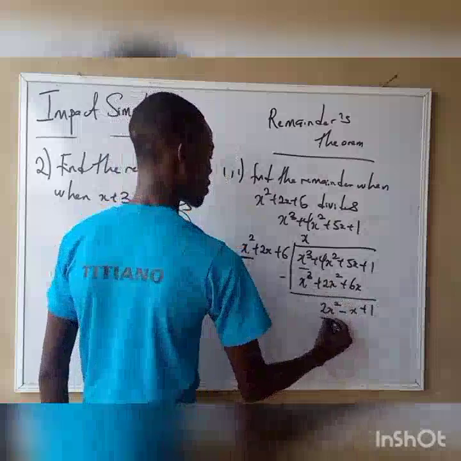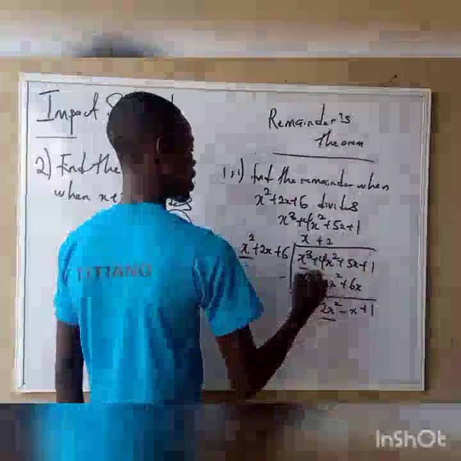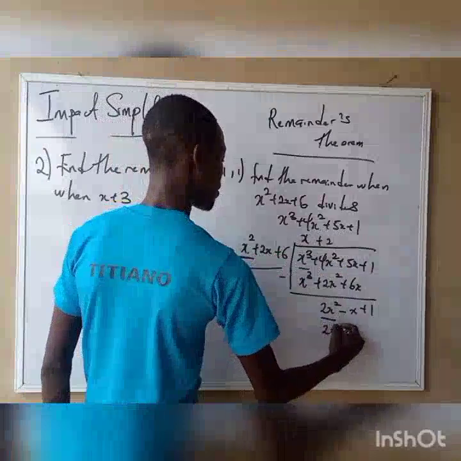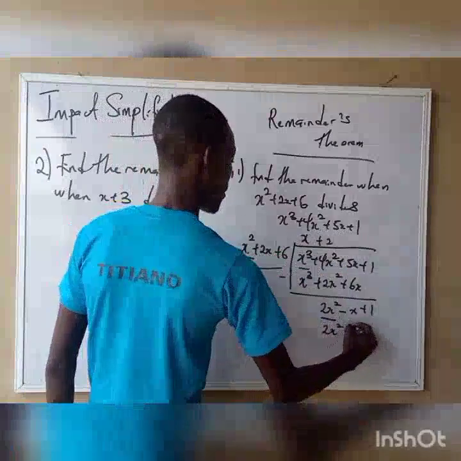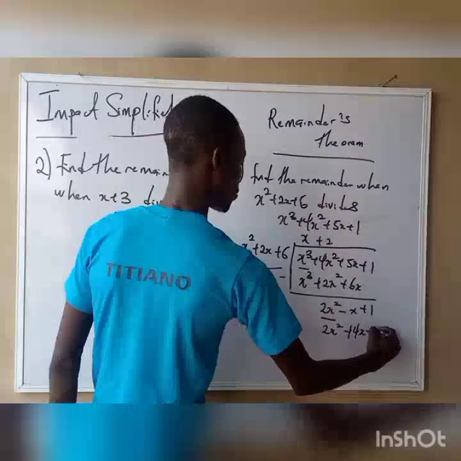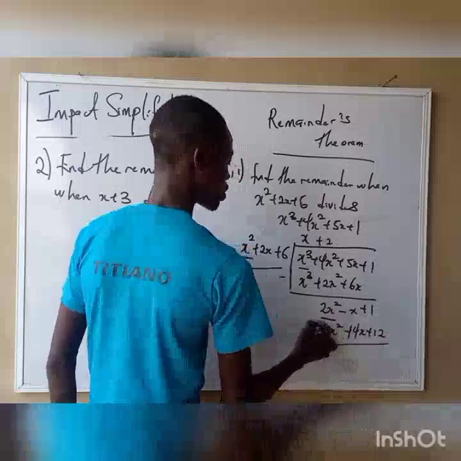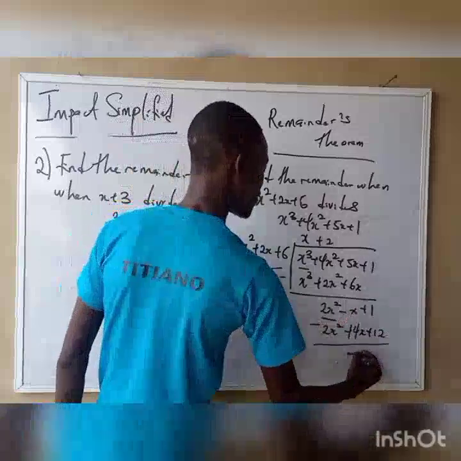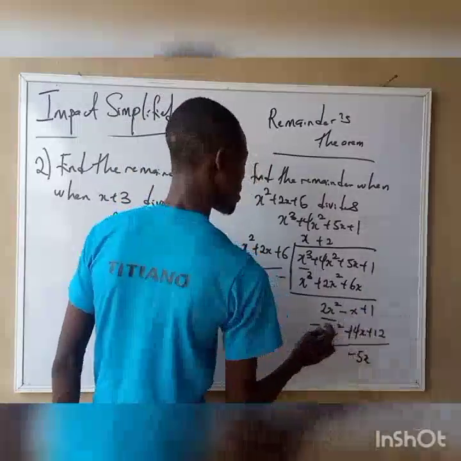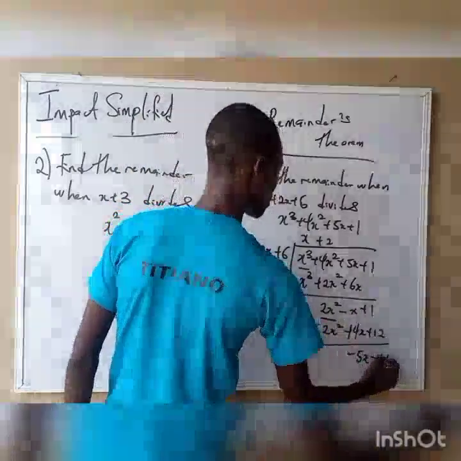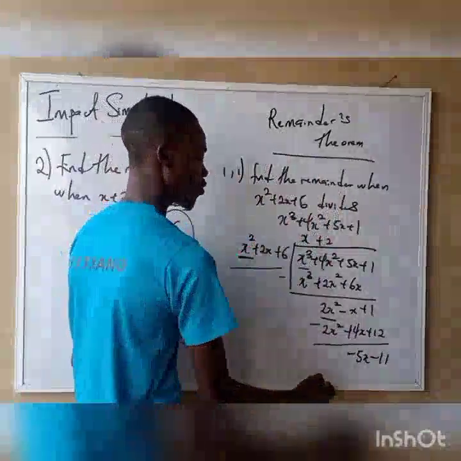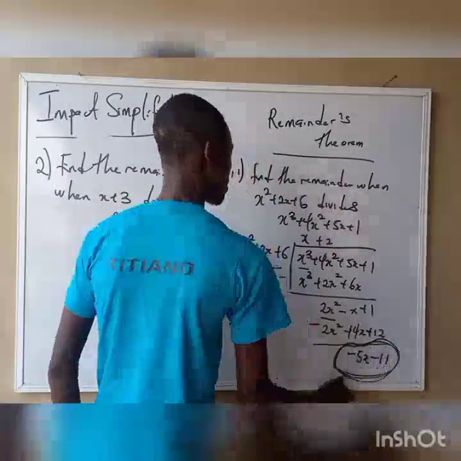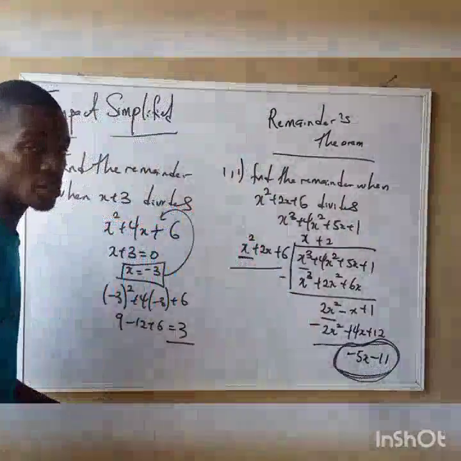And this also will still divide this. What do we have? We have it as 2. Then you multiply everything by 2. We have 2x squared plus 4x plus 12. And then we subtract. Subtracting, minus x minus 4x will give us minus 5x, and 1 minus 12 will give us minus 11. And they are asking us to find the remainder. That means the remainder for this question is minus 5x minus 11.